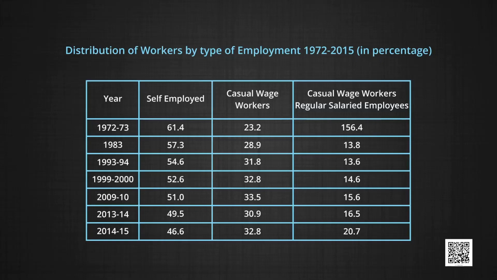As far as regular salaried employees are concerned, the share of regular salaried class in total employment has stagnated at around 15% only. There is a marginal increase from 15.4% in 1972 to 20.7% in 2014. The share of casual workers in employment has increased. This is the major thing, major change. It has increased from 23.2% in 1972 to 32.8% in 2014. That is why this is known as casualization of workforce. What could be the reasons for casualization of workforce?